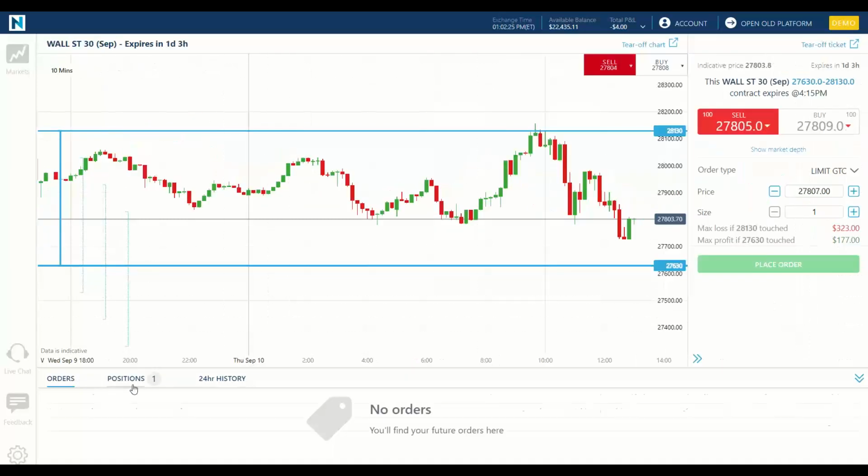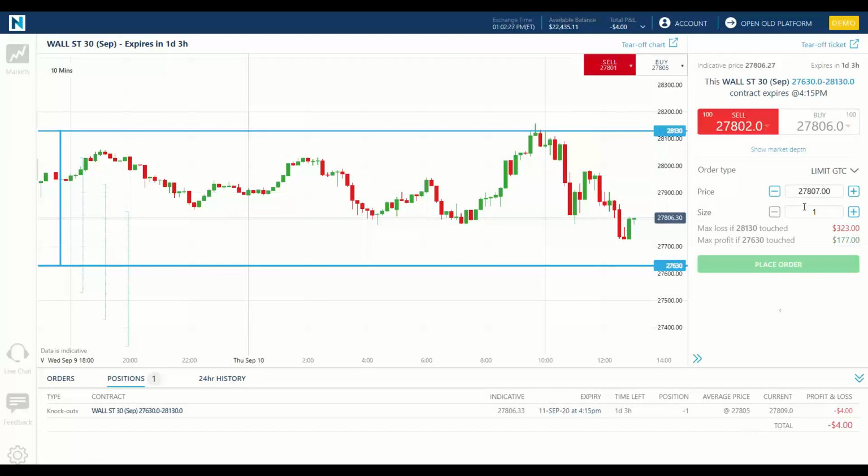Okay, and I just sold one. I sold one at 27805, and I know exactly what my risk is. Here's where I sold it. I know that if it keeps going higher, I might have to buy it back for a partial loss if I'm wrong. If it comes back down, I'll buy it back maybe for a partial profit.